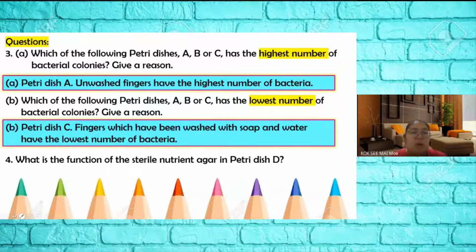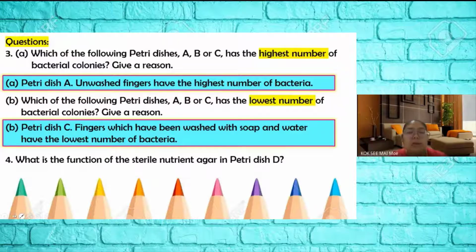Okay, C is the lowest. Then the reason again: your finger has been washed with the soap and also the water. After you wash it, it has the lowest number of bacteria. That means washing with soap and water will kill some of the bacteria on your hand. So that's why every time you need to wash your hand.